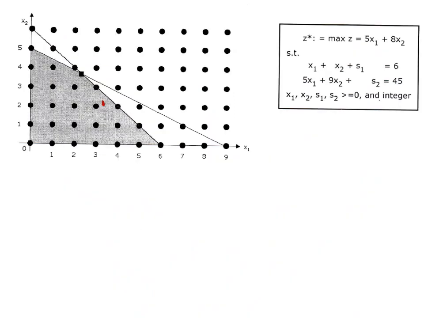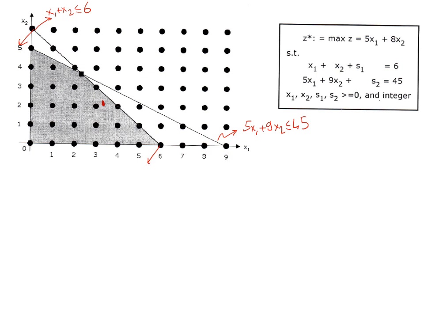Okay, and now if we sketch the feasible region of the problem, the first constraint is x1 plus x2 less than or equal to 6. So this is the first constraint here. Let me write x1 plus x2 less than or equal to 6. So we are taking this side of the constraint. And this is the second constraint over here, which is 5x1 plus 9x2 less than or equal to 45.